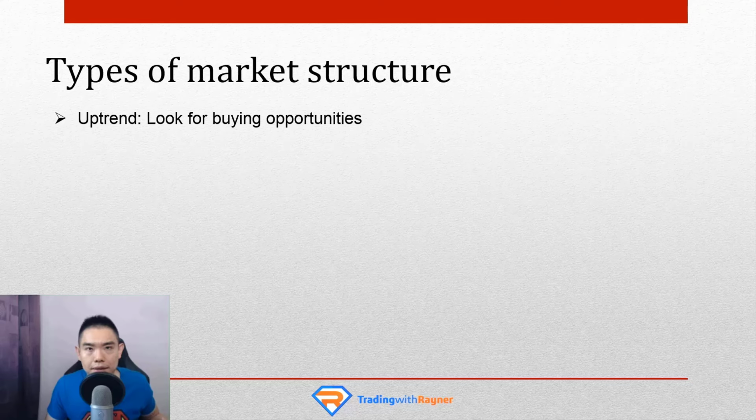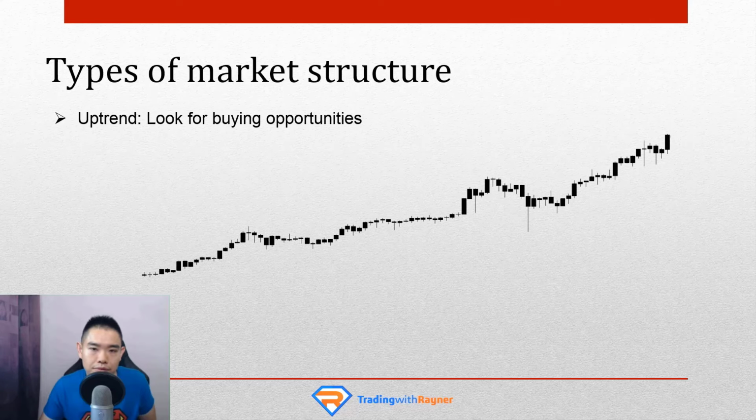And if you see a market has this market structure, this currency pair has this market structure, then what do you want to do? Well, you want to look for buying opportunities, because the market is in an uptrend. The path of least resistance is higher. So this is why you want to be looking for buying opportunities. So if you see a chart that looks like this, tell yourself, promise me, you will only look for buying opportunities. You don't want to look for selling opportunities.